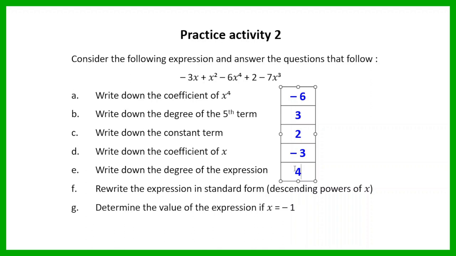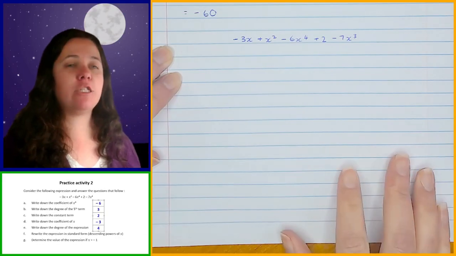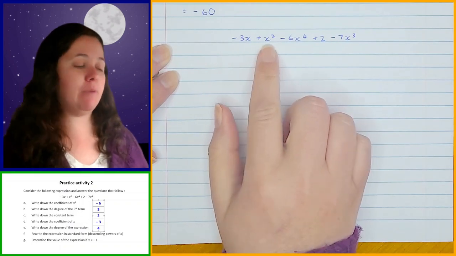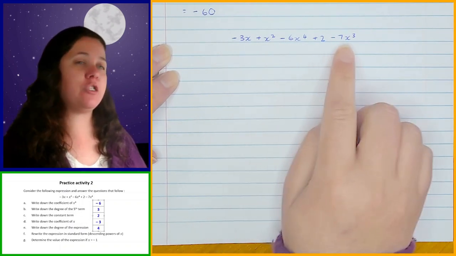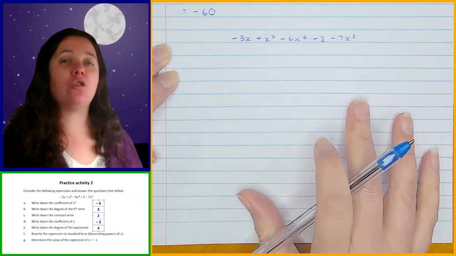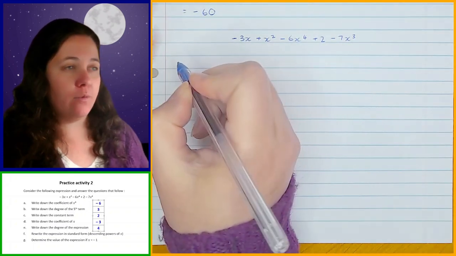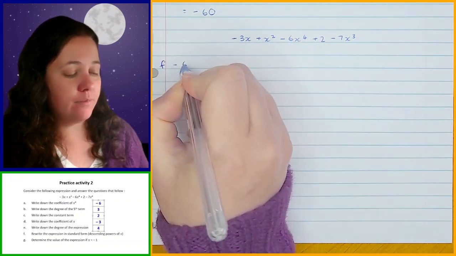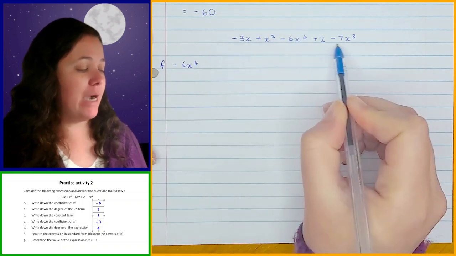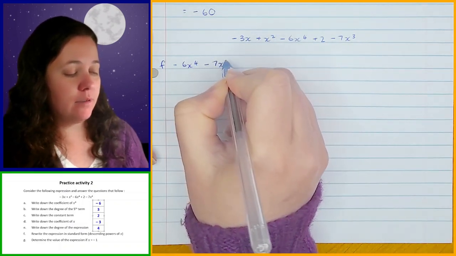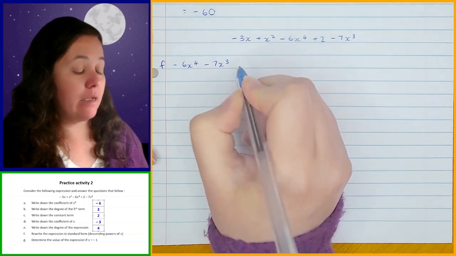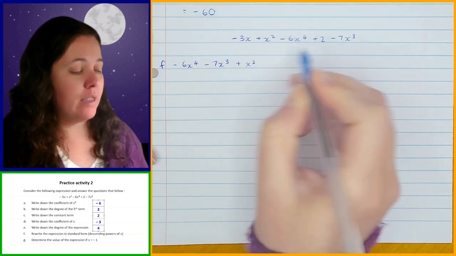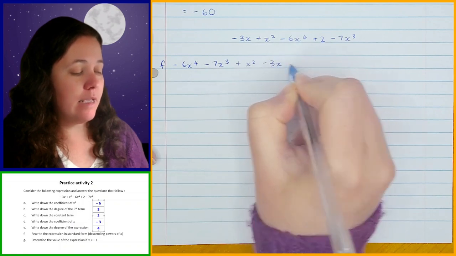Okay, so now the next thing we need to do is rewrite the expression in standard form, which means in descending powers of x. Okay, so I'm starting off with this expression over here, negative 3x plus x squared minus 6x to the power of 4 plus 2 minus 7x cubed. So to write it in descending powers of x, for question f, I'm going to write first my negative 6x to the power of 4. Then I have minus 7x cubed. Then I have plus x squared, minus 3x, and plus 2.